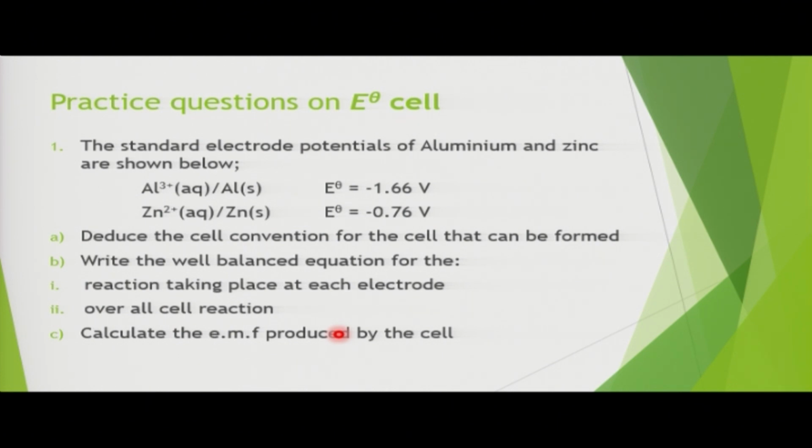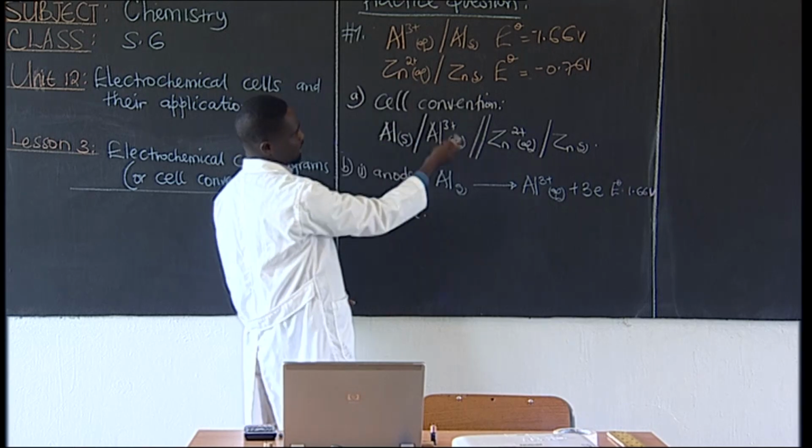Next, let's look at the cathode. What happens at the cathode? We expect zinc to gain electrons.